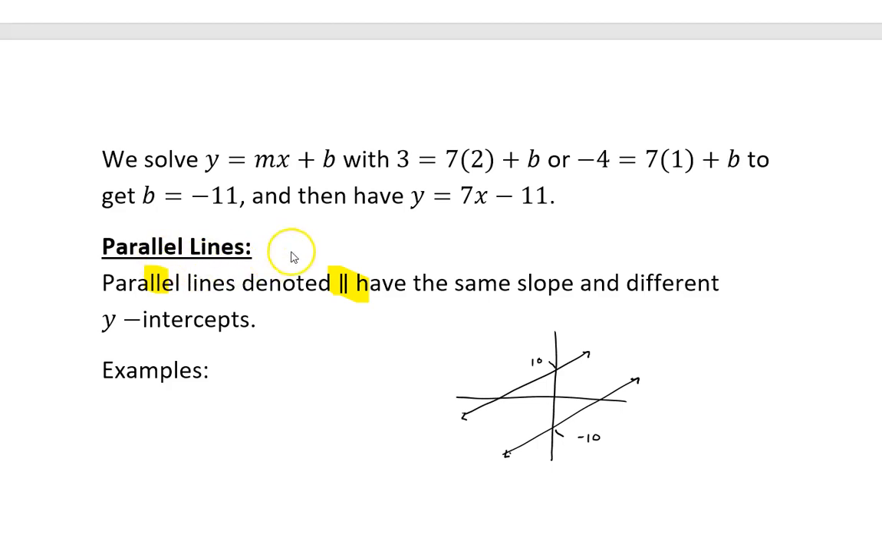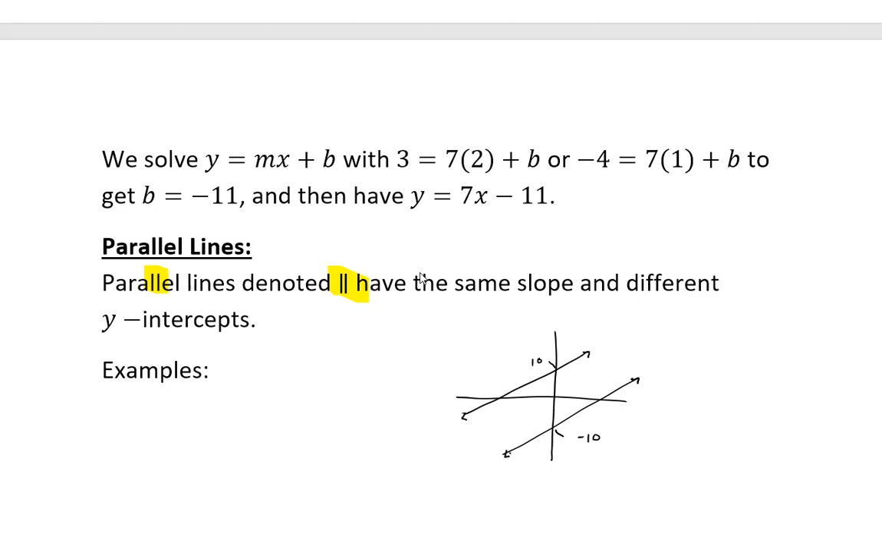Looking at parallel lines, we know that parallel lines are denoted by 2 lines next to each other like this. The way I remember which one is which, parallel versus perpendicular, is that the word parallel has the parallel symbol inside of it. Now I realize that may only work for English, but it's helpful to at least have something to use as a mnemonic. So they have the same slope and they must have different y-intercepts. If it's the same y-intercept and the same slope, it's just the same line. There is nothing different about it.